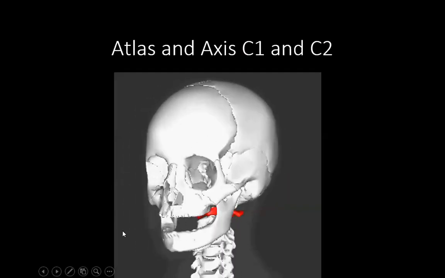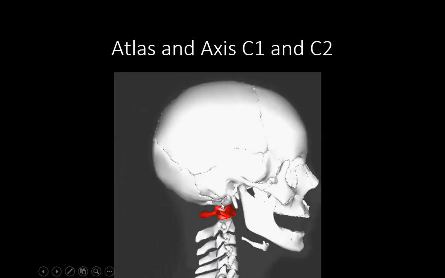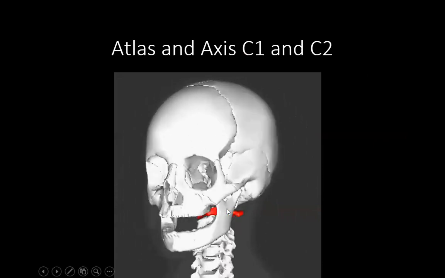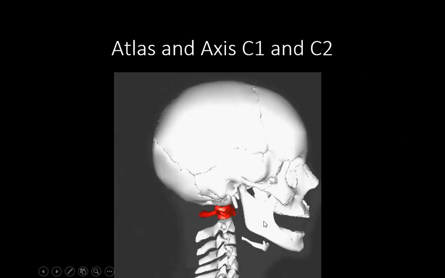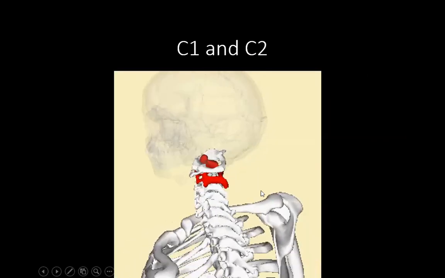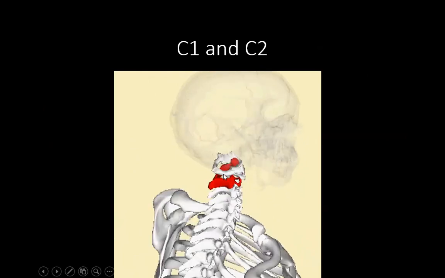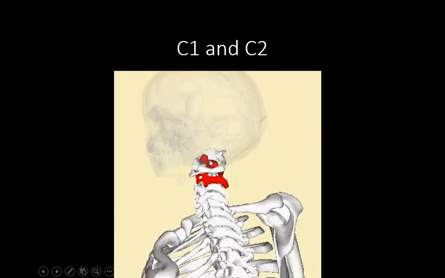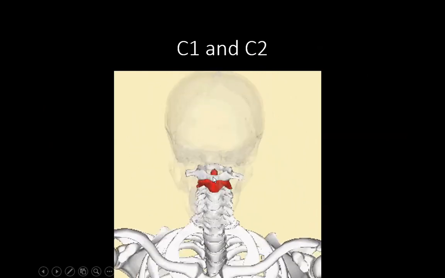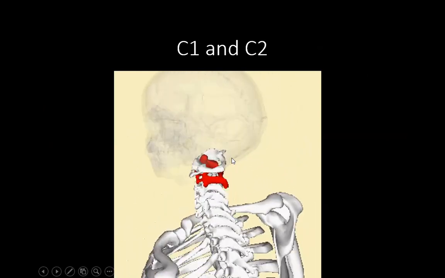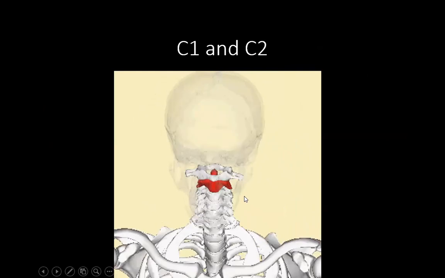There we go. Now you can see where the condyles come down and rest on C1, cervical vertebrae 1, also known as the atlas. Now here is C2, the axis. And you can see the dens projecting upward here in the front. This is that bulge that sticks up. It's called the dens or the odontoid process.